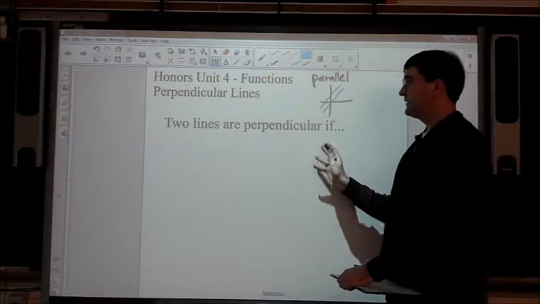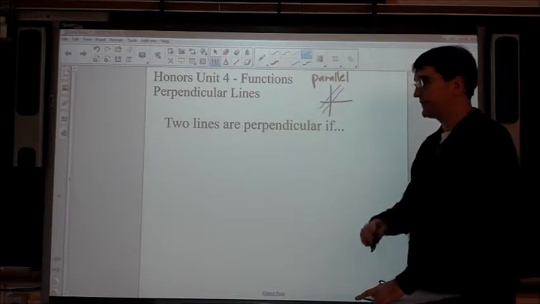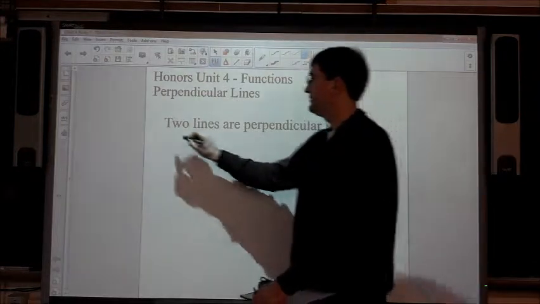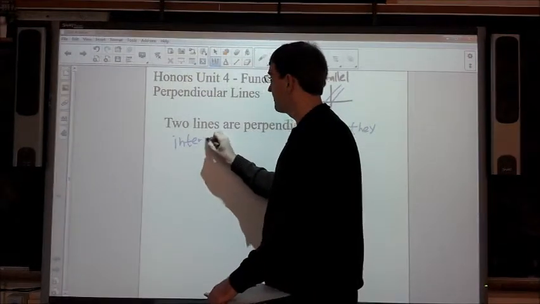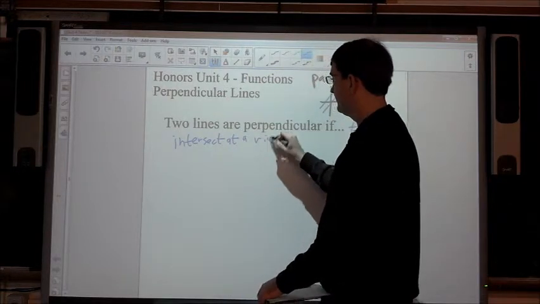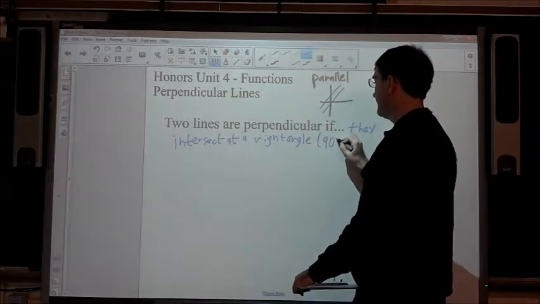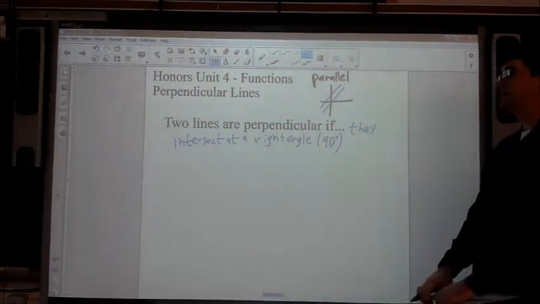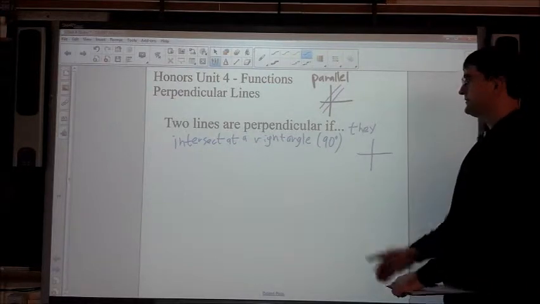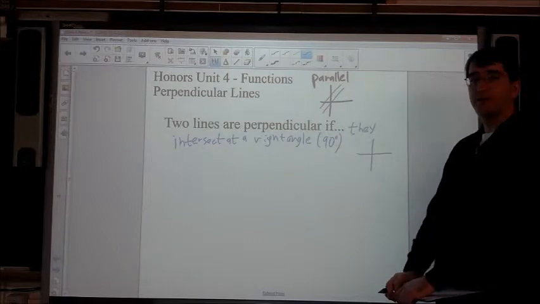Two lines are perpendicular if they cross, but specifically they cross at right angles. If they intersect at a right angle. In other words, one that is 90 degrees. 90 degrees would be the measurement of that angle. So, like those, actually the x and y axis, those are perpendicular to each other. So that's a good way to think of it.